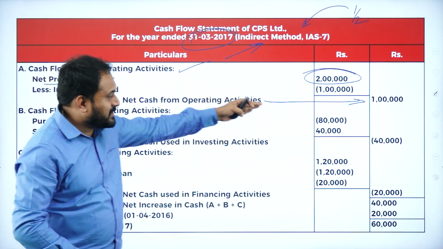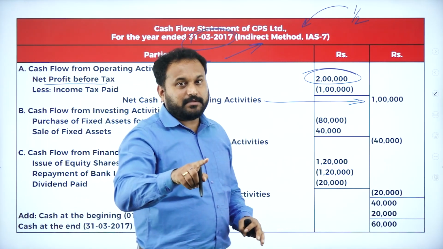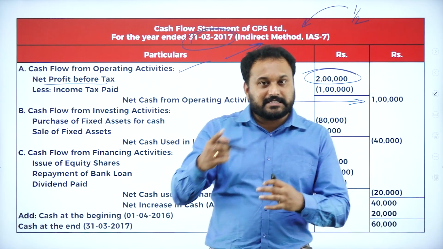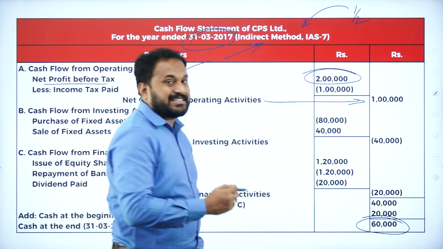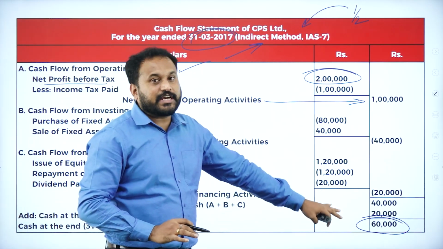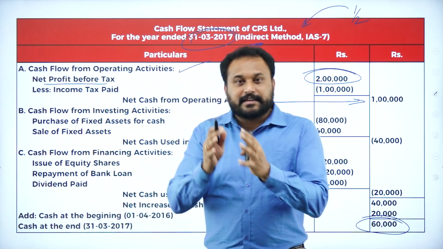Next, all other things are the same. When you go with investing, it is the same. Financing, it is the same. So when you go with it, what you will get is the closing. If the closing is 60,000, your answer is correct. That is how you are supposed to deal with the indirect cash flow statement.